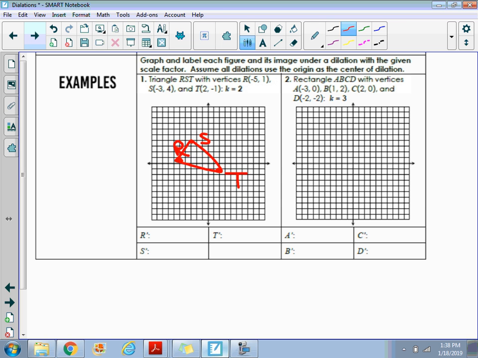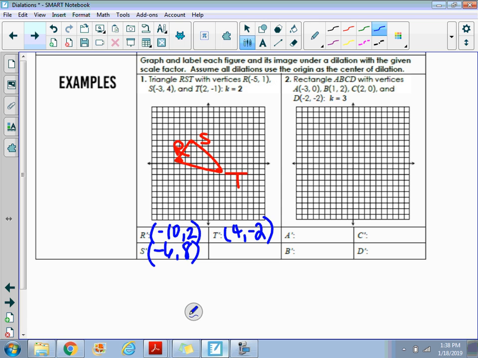If I dilate it with a factor of 2, what's happening to my triangle? It's going to get bigger. So, negative 5, 1 is going to turn into what? Negative 10, 2. Beautiful. And negative 3, 4 is going to turn into? Negative 6, 8. And 2, negative 1 is going to turn into? 4, negative 2. All right, so let's see what the new one looks like.